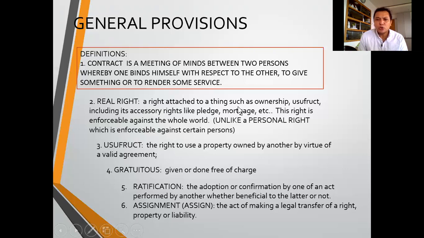Now, what is real right? This is a right attached to a thing, such as ownership, usufruct, which is number 3, including the accessory contracts, which are pledge or mortgage. So this right is enforceable against the whole world. So if you have this right, you can invoke this right against any person. Now there's another right which is called personal right. Personal right is only enforceable against certain persons.